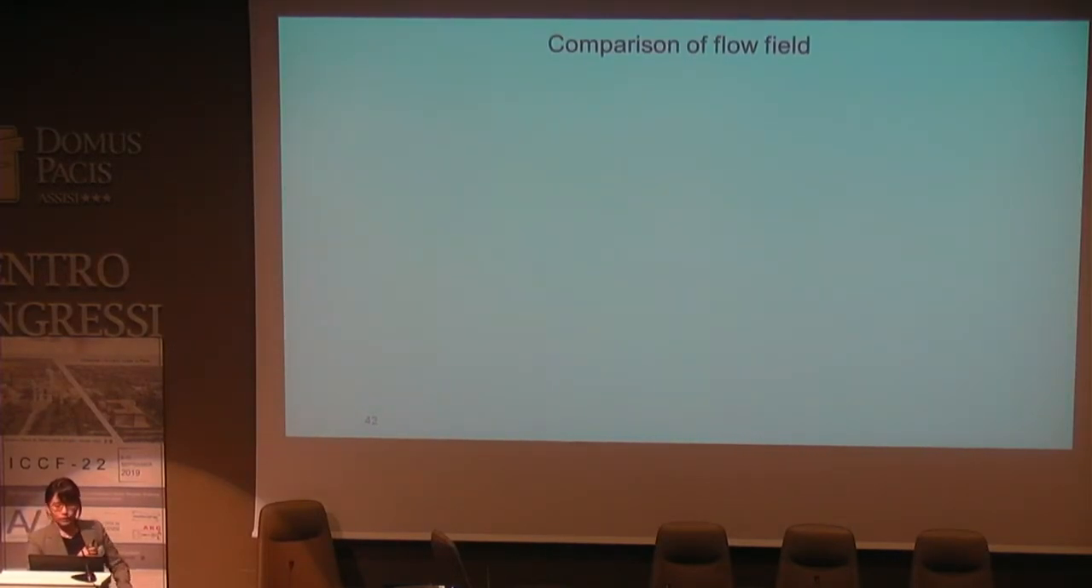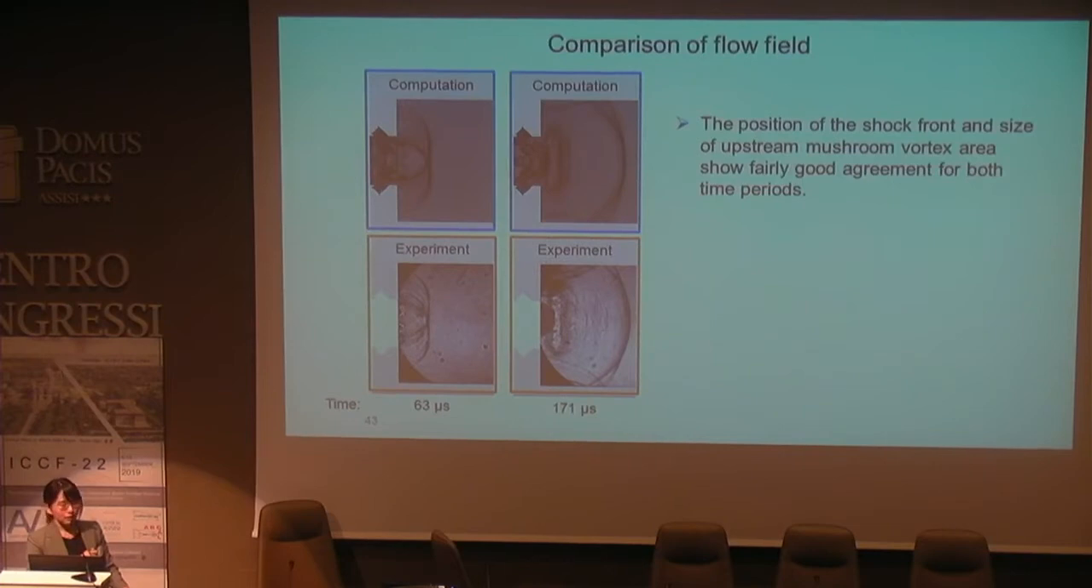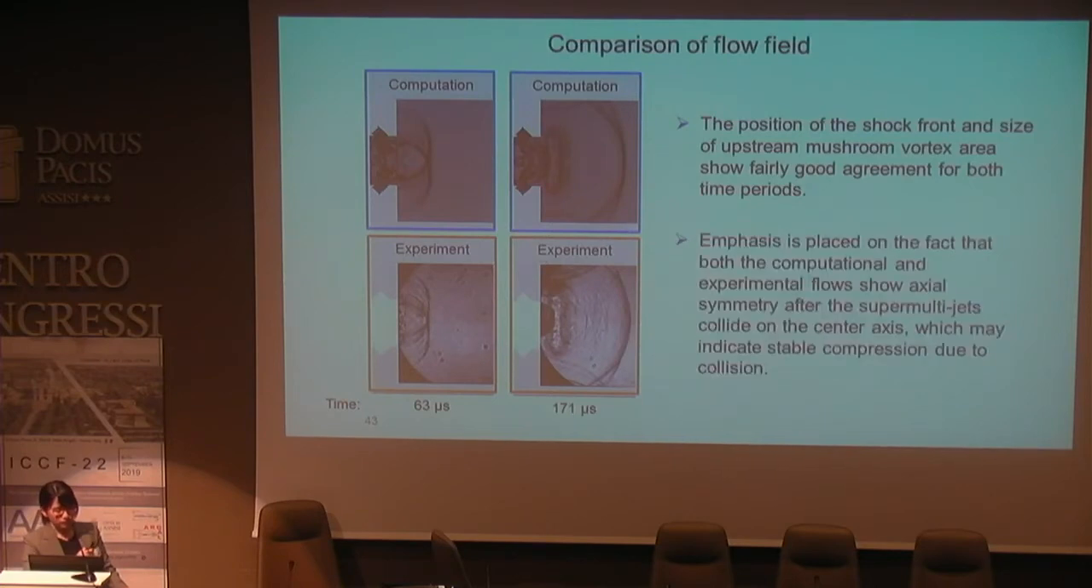I will also show comparison of flow field for 2 time periods, one earlier and one later. You can see that for both time periods, the position of the shock front and also the size of the upstream mushroom vortex area show fairly good agreement. Again, emphasis is placed on the fact that both the computational and experimental flows show axial symmetry after the super multi-jets collide on the center axis, which may indicate stable compression due to collision of jets.